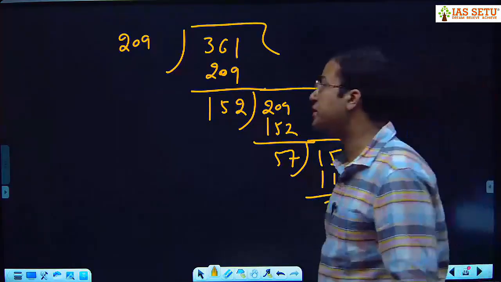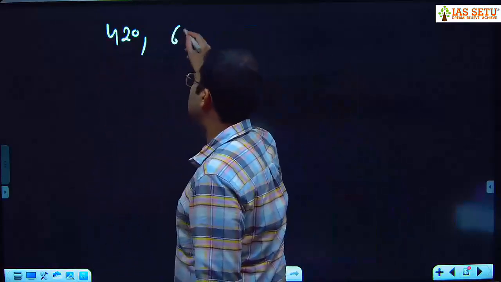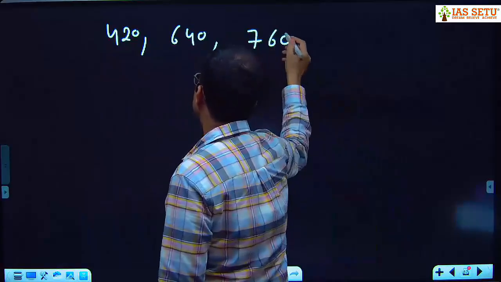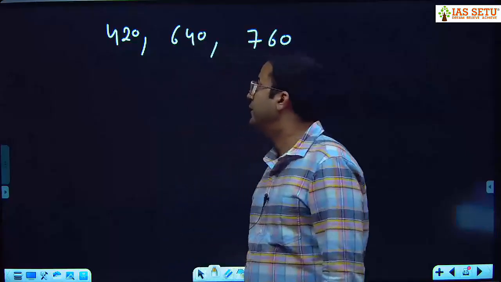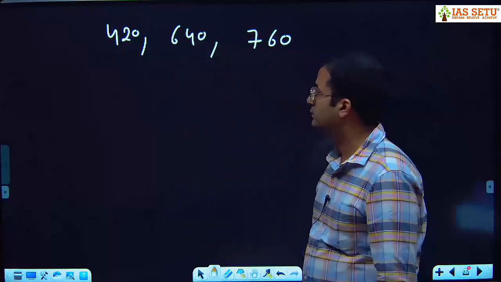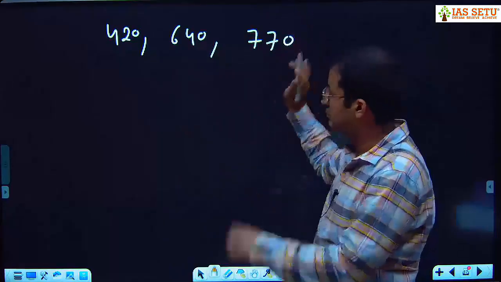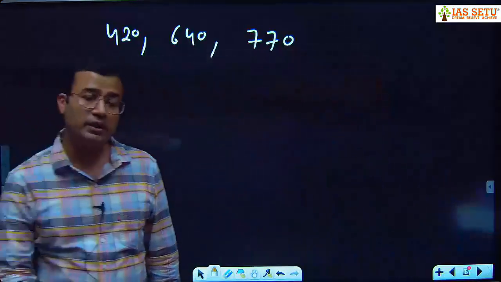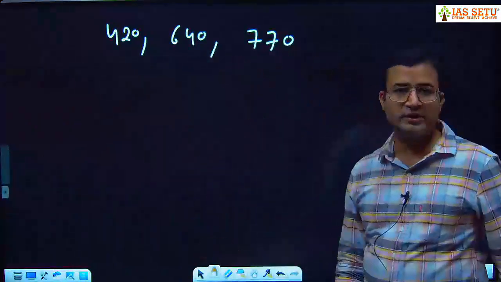The point is, if there are three numbers, like here for example 420, 640, 770. See here how to use this method when there are three numbers. We can check two numbers at a time. It's your choice, any larger number by a smaller number.